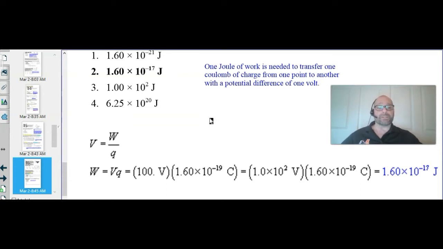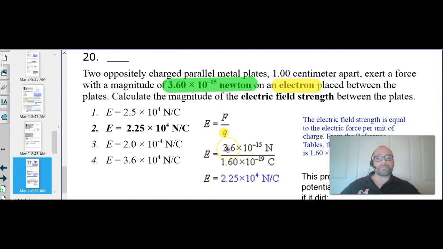All right, let's take a look at another one. Here's a problem about parallel plates. 2 oppositely charged parallel plates are 1 centimeter apart. They exert a force with a magnitude of 3.6 times 10 to the negative 15 newtons. That's your F value. On an electron.